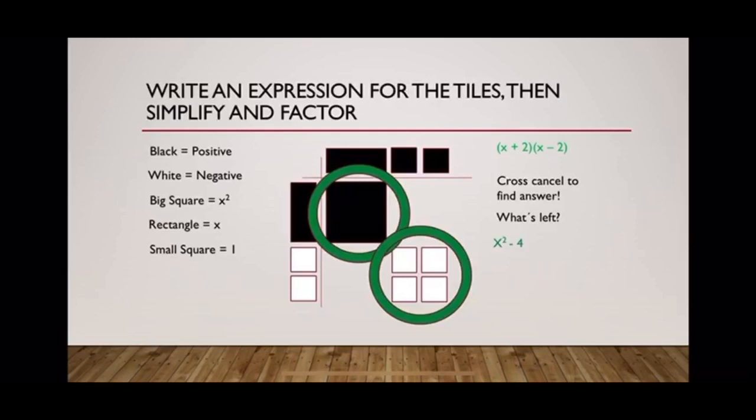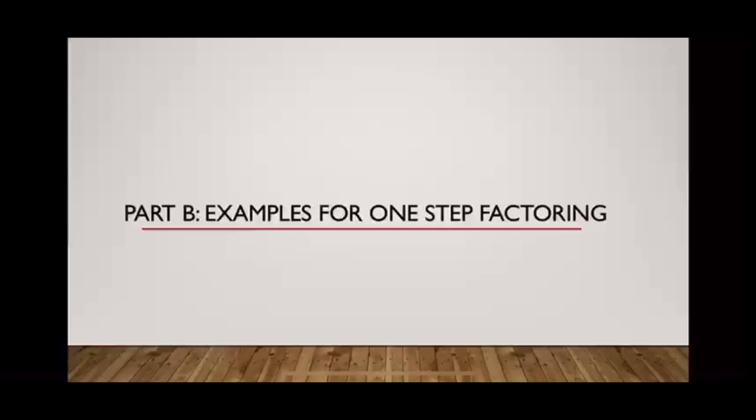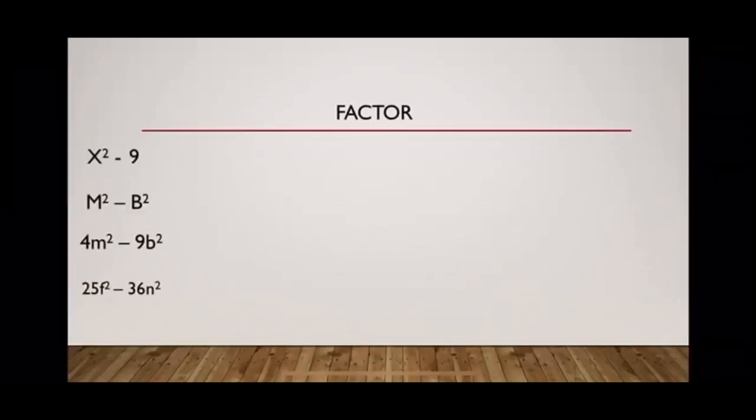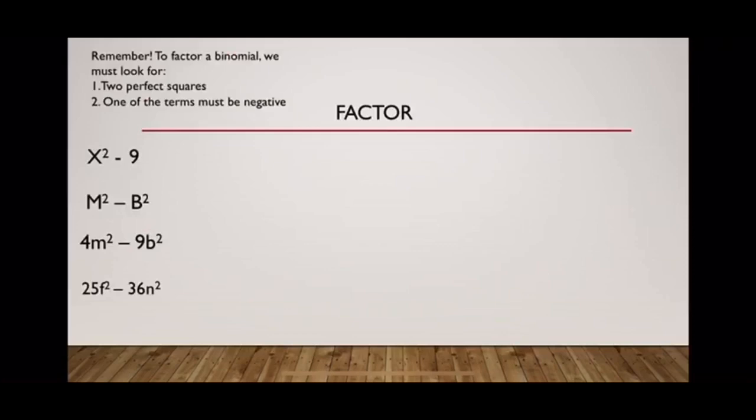We are now on to part B, examples for one-step factor. Now, we are going to factor these four binomials, but in order to factor a binomial, there should be two rules that apply. There should be two perfect squares, and one of the terms must be negative. So, these rules apply to x squared minus 9, so we can continue.